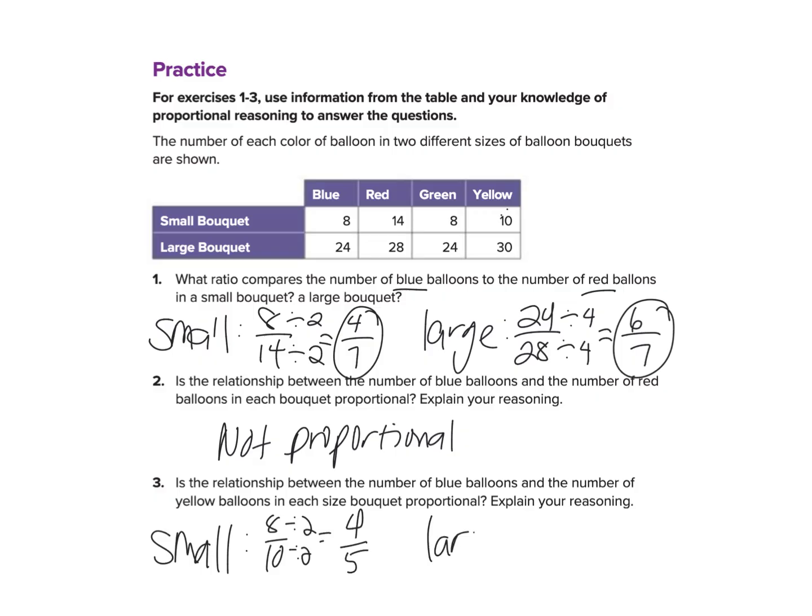Now let's look at the large bouquet. For blue, for the large, we have 24. For yellow, for the large, we have 30. For both of these, the biggest number we could divide out is a 6. So when I divide out the 6, on top we should get a 4, and on the bottom we get a 5. By looking at these two ratios, we can determine that yes, this relationship is proportional because the ratios are equivalent.